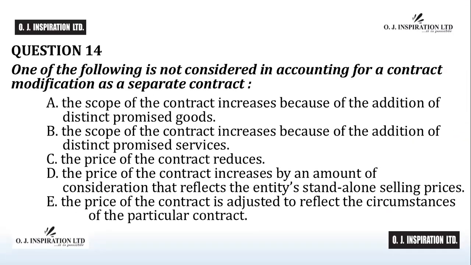Question number 14. The answer to question number 14 is C, the price of the contract reduces. When the scope of the contract increases because of the addition of promised goods or services that are distinct, or where the price of the contract increases by an amount of consideration that reflects the entity's standalone selling prices, or the price of the contract is adjusted to reflect the circumstances of the particular contract, contract modification is accounted for as a separate contract. Where the price of the contract reduces, contract modification is not accounted for as a separate contract. C is the answer to question number 14.